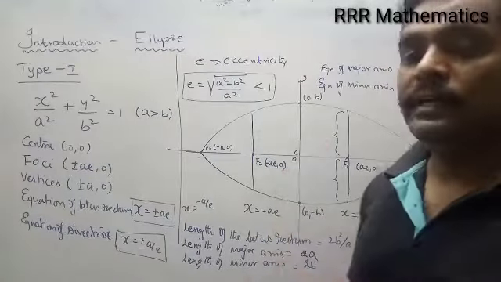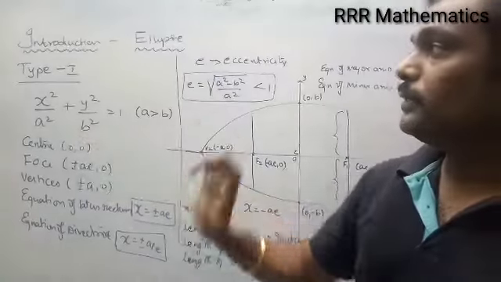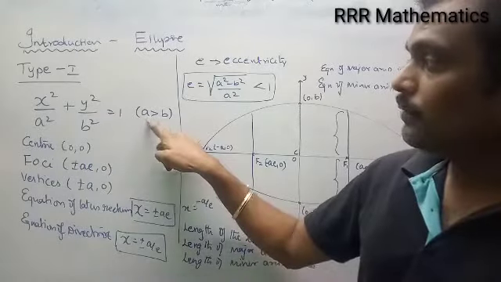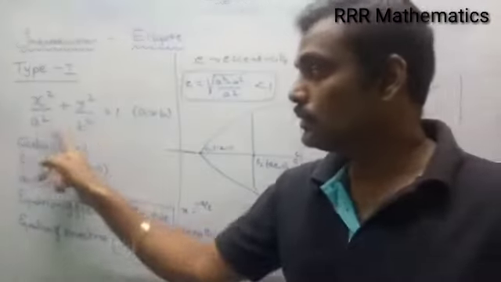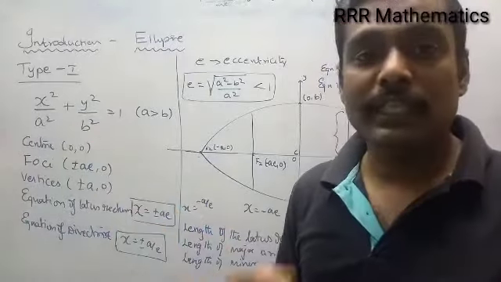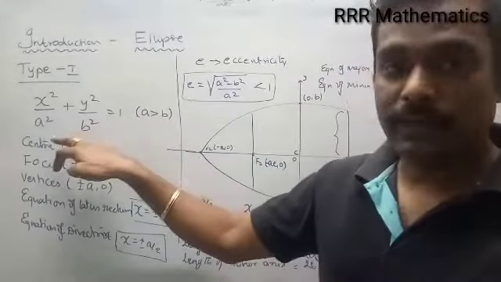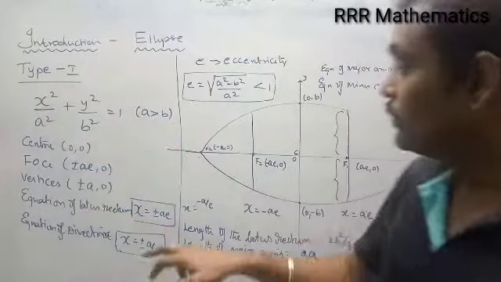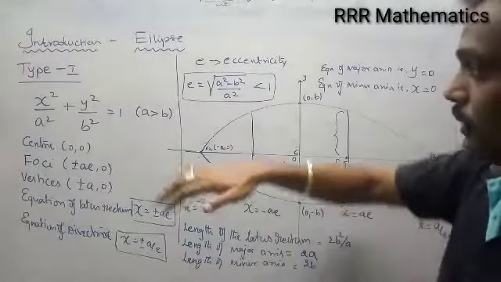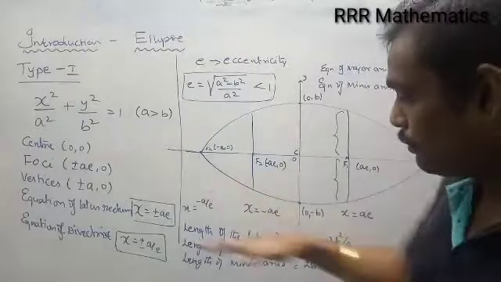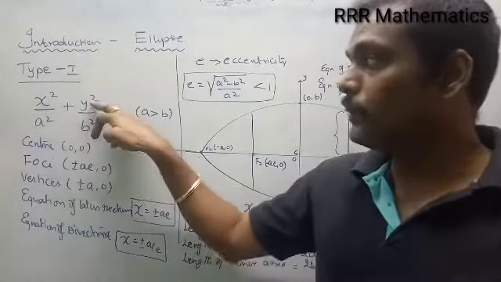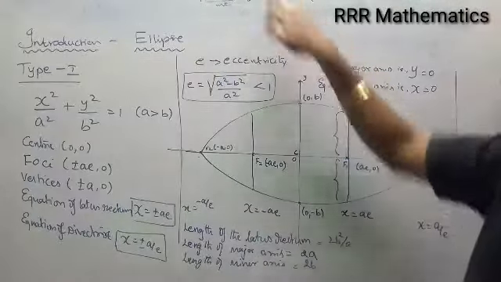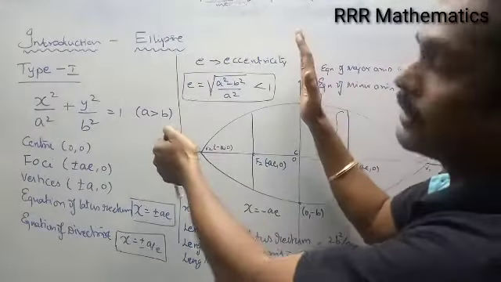Here I explain type 1 ellipse, that is x square by a square plus y square by b square equal to 1, where a is greater than b. Always we will choose the denominator value which is greater, that is denoted by a square. Here a square appears in the denominator of x square, so the major axis is along x axis. It will be like this. Suppose the greater value a square appears in the denominator of y square, that will be type 2. It will be tilted like this.